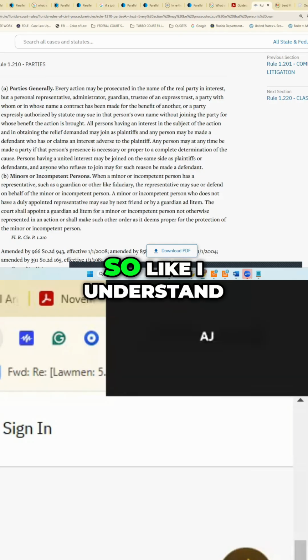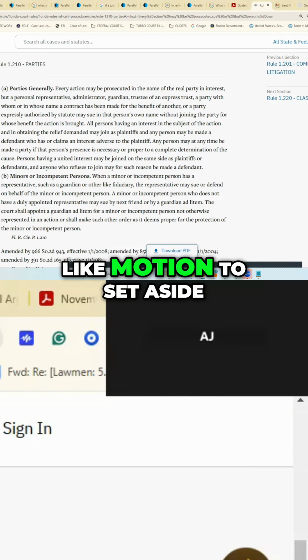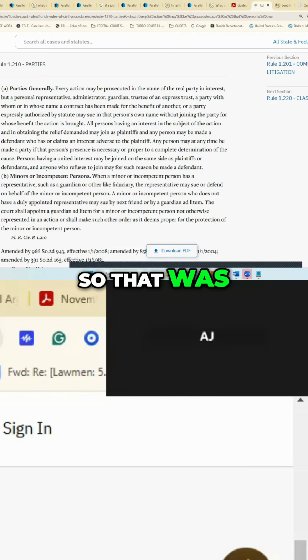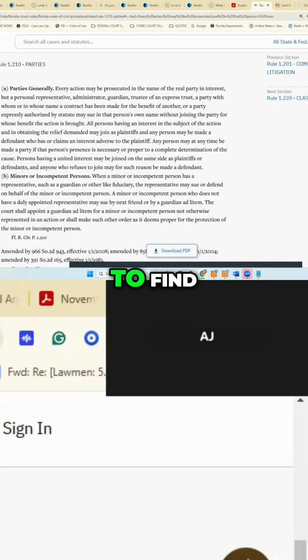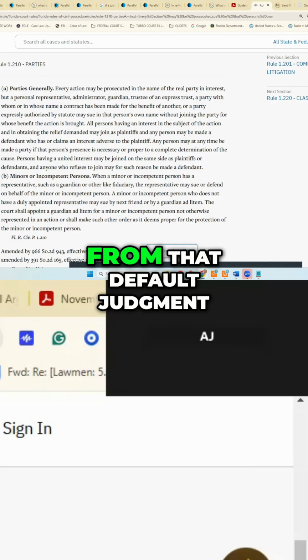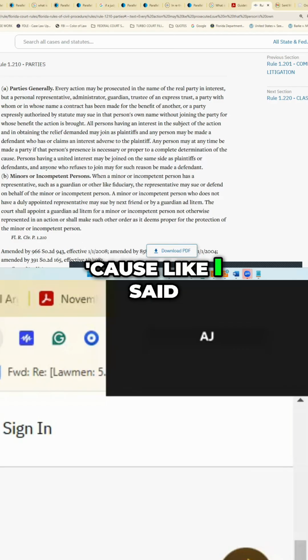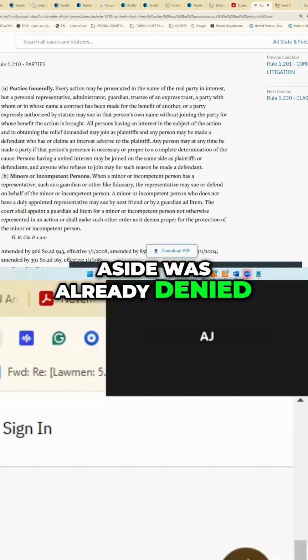Yeah, that's what I was saying. I understand they have different motions, like motion to set aside, motion to vacate. So that was part of my question, how to know which document to actually file to find relief from that default judgment. Like I said, a motion to set aside was already denied.